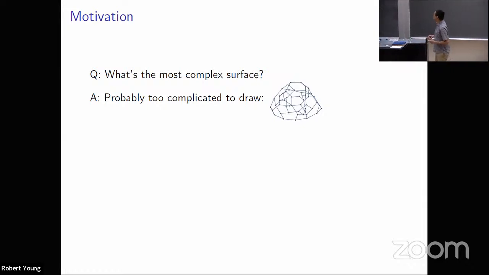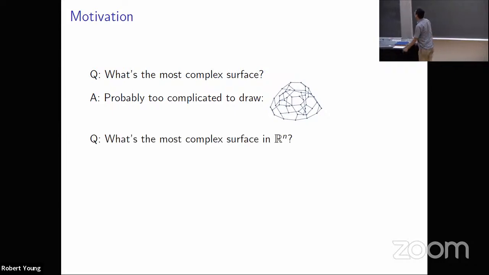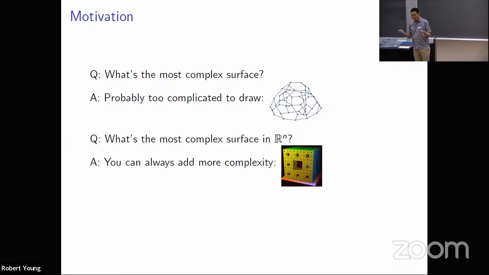And so let's make it a little easier for ourselves. Let's look for the most complex surface in Rn, because then we at least have a chance of being able to draw it, of being able to visualize it, of being able to do geometry on it. But this is even still a little bit too hard, because if you have a surface in Rn, you can always make it more complex.